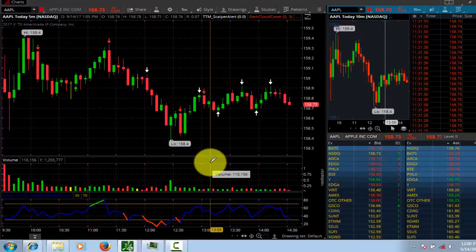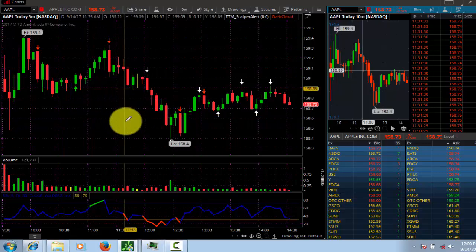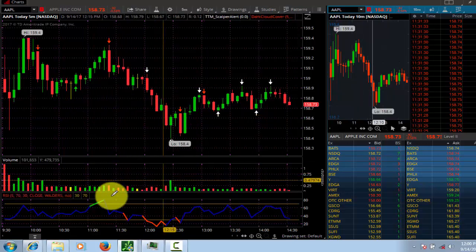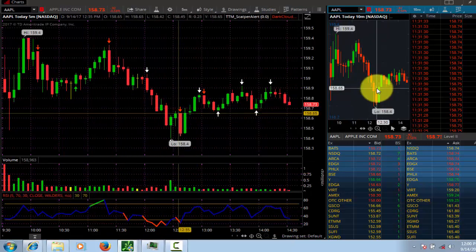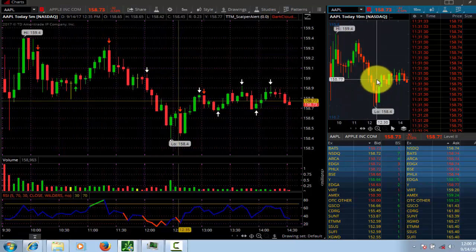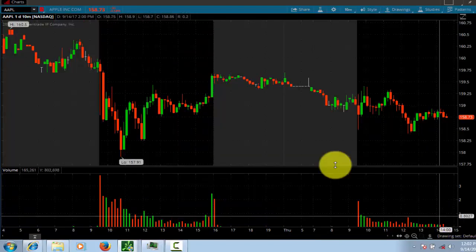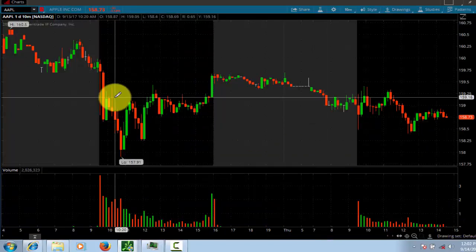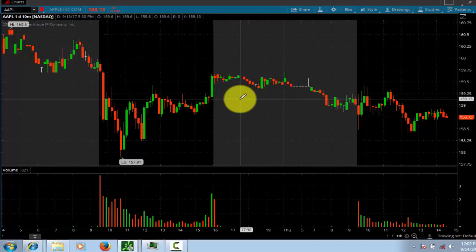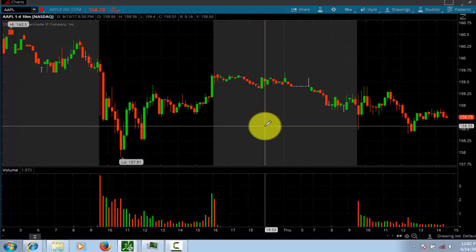Now this is the chart that I trade off. I have a 5 minute chart here, volume down here, RSI, and on the right side you see this is the 10 minute chart. This is time and sales, and here is my level 2 quotes. And the last chart is the pre-market chart. This is the latest that I have added to my screen, and the gray highlighted area is the pre-market.